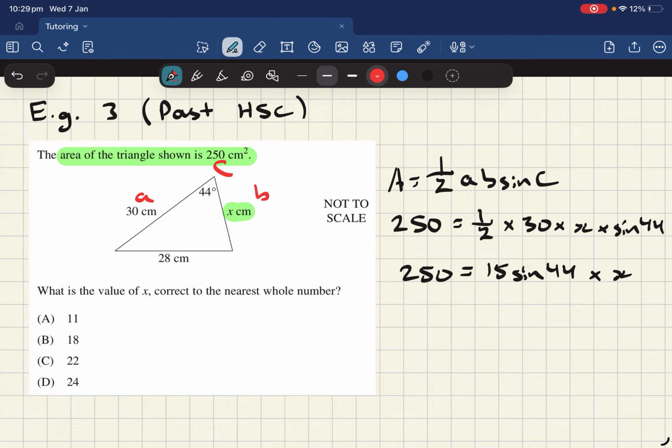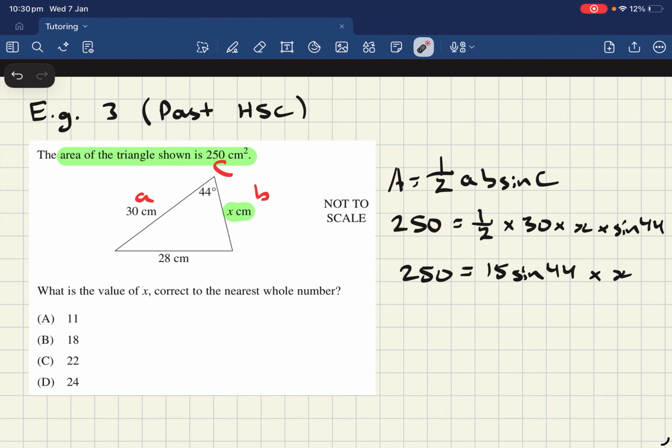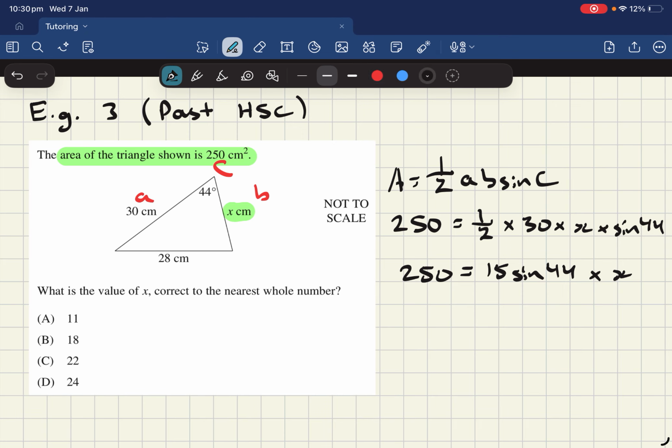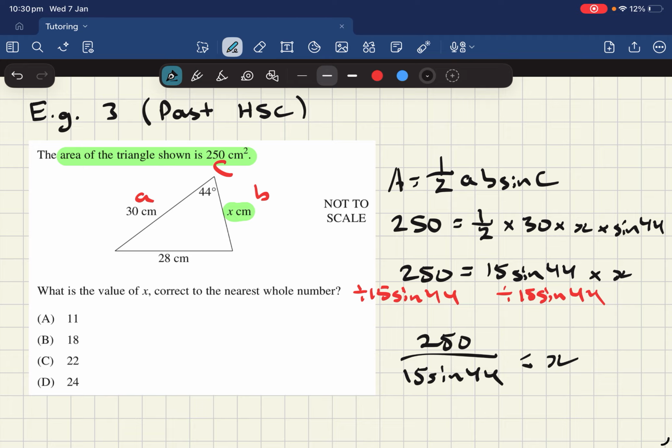Now, I've done it in this way just so we can see that if I want to isolate x, I want to divide both sides by 15 sine 44 in order to get x on its own. So I'm going to divide by 15 sine 44, divide this by 15 sine 44. Then I get 250 over 15 sine 44 equals x. And once I put that in my calculator, I will have to just round this to the nearest whole number.